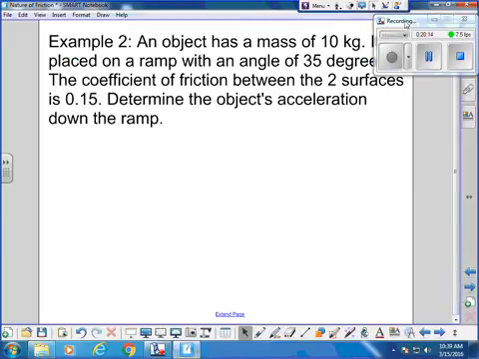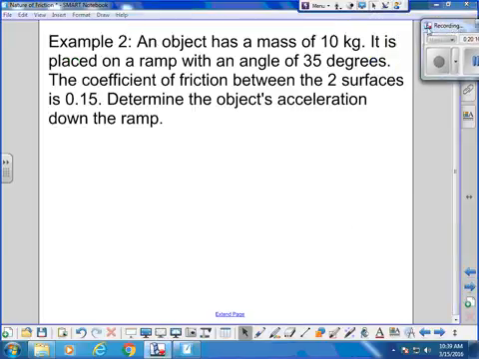Okay, let's look at example 2. Ramps. We can do it. Object has a mass of 10 kilograms. We'll leave it at 10 to make it easy. It's placed on a ramp with an angle of 35 degrees. The coefficient of friction is 0.15. Determine the object acceleration down the ramp. Now remember, yesterday I said if there's no friction, acceleration is g sine theta. We got friction, so it's going to be less than g sine theta.